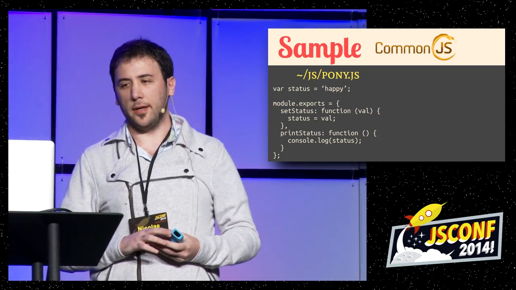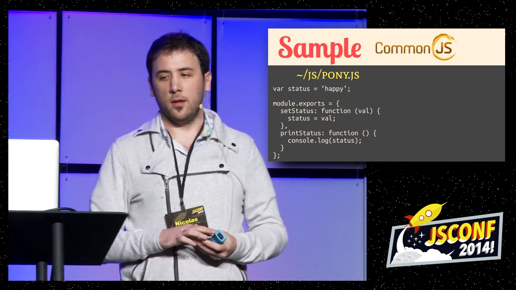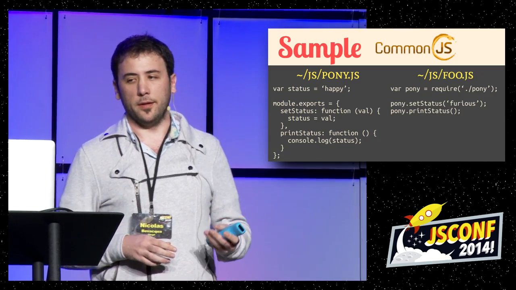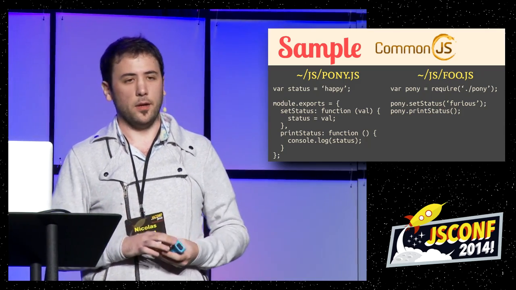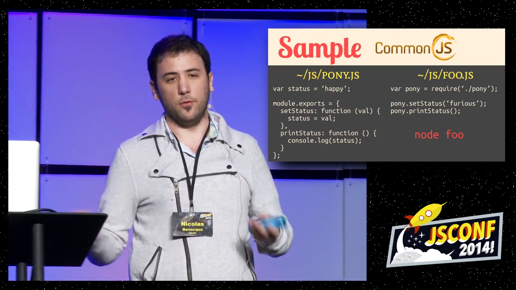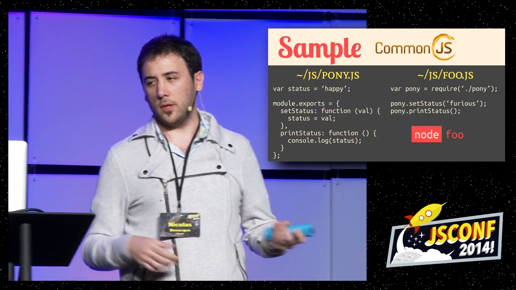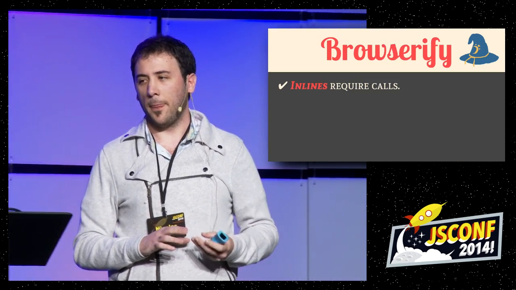So here's an example CommonJS file. It declares a local variable. It exports a couple of methods in an API. And then you can require it in, set the status, and print it. In Node, you run that as node foo, right? But that's Node. How do you bring that to the browser? That's where Browserify comes in.